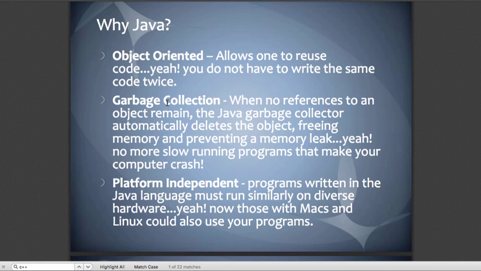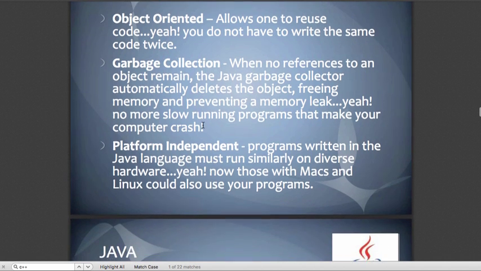Java has built-in garbage collection. When no references to an object remain, the Java garbage collector automatically deletes the object. Now, what does all of that mean? It means that we don't have to take care of managing our main memory, like programming languages such as C and C++. It is much easier to program this way. We let the garbage collector take care of releasing memory for us.